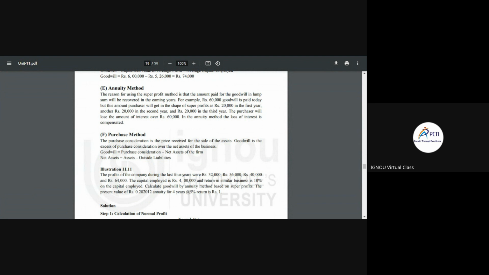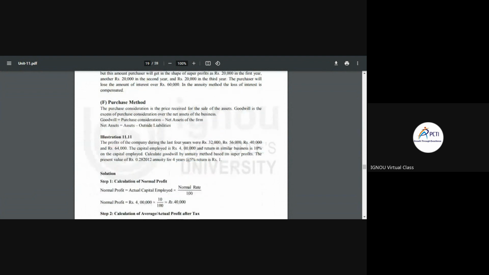For example, 60,000 goodwill is paid today, but this amount the purchaser will get in the shape of super profit as rupees 20,000 in the next year, another 20,000 in the second year, and another 20,000 in the third year. So the purchaser will lose the amount of interest over rupees 60,000. So in the case of the annuity method, the loss of interest is compensated.